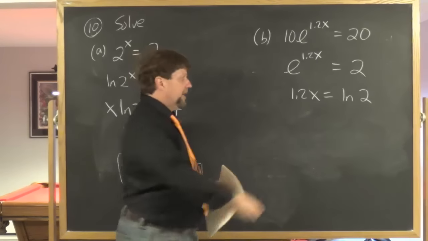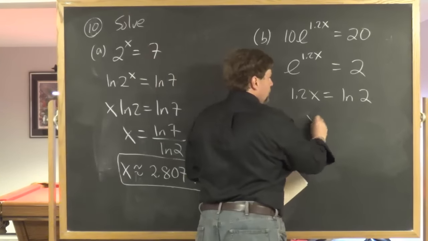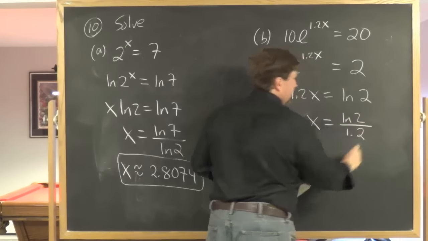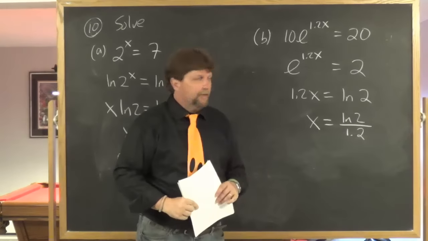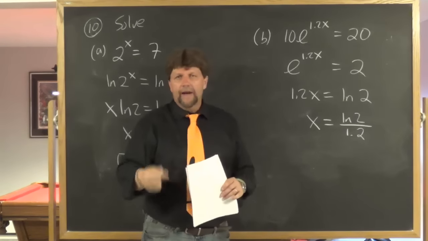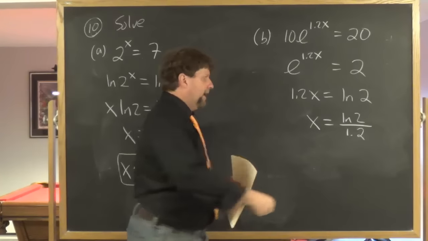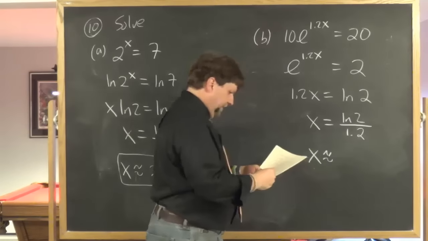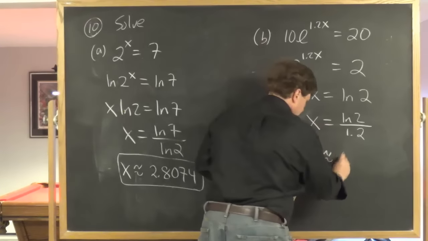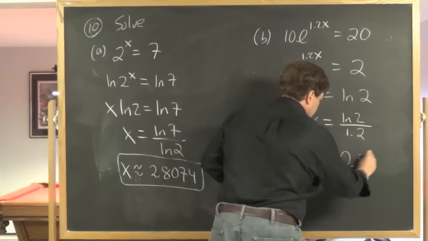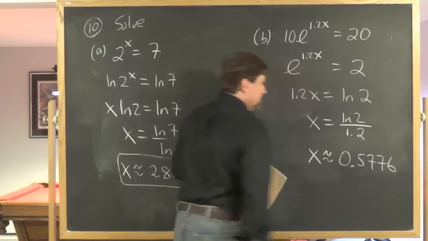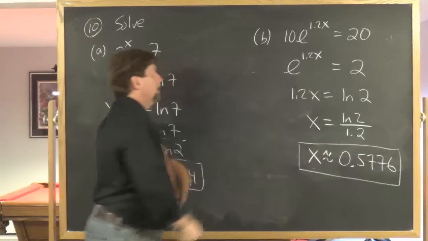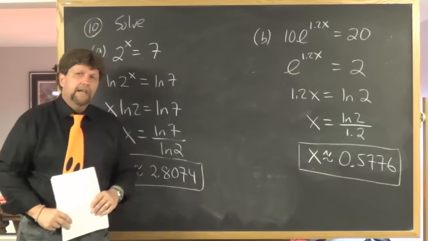So if I divide both sides of this equation by 1.2, there is the exact solution to the equation. x equals natural log of 2 divided by 1.2. But again, I wanted you to get a decimal approximation and round it to 4 decimal places. So when I crank this through my calculator, I get 0.5776. So that's it for number 10.